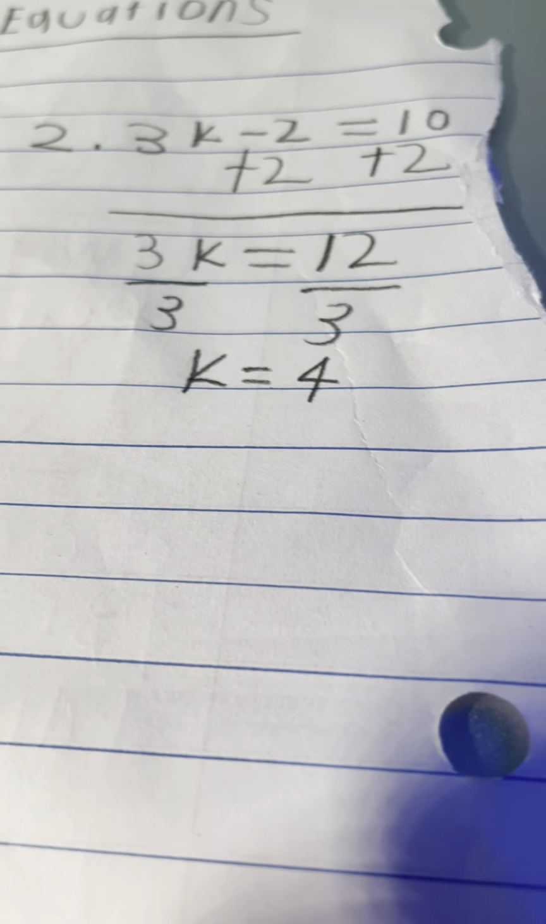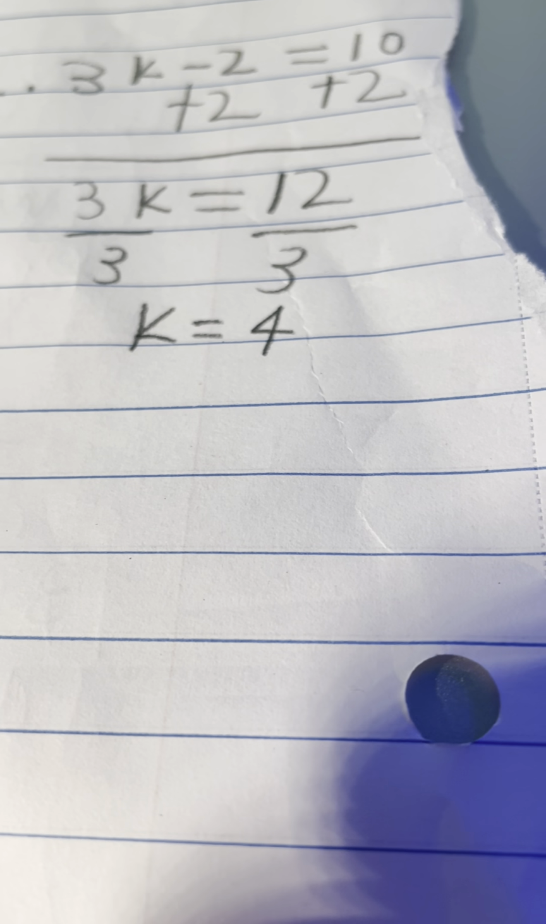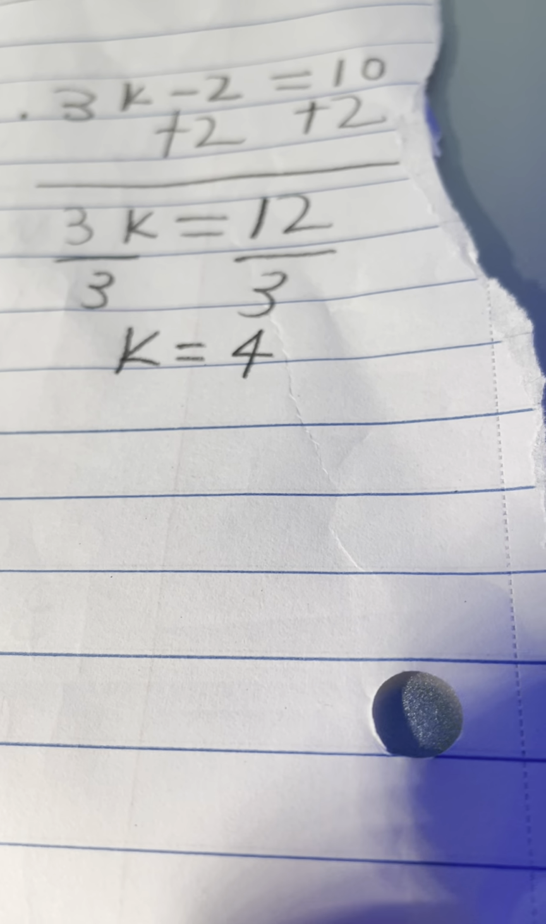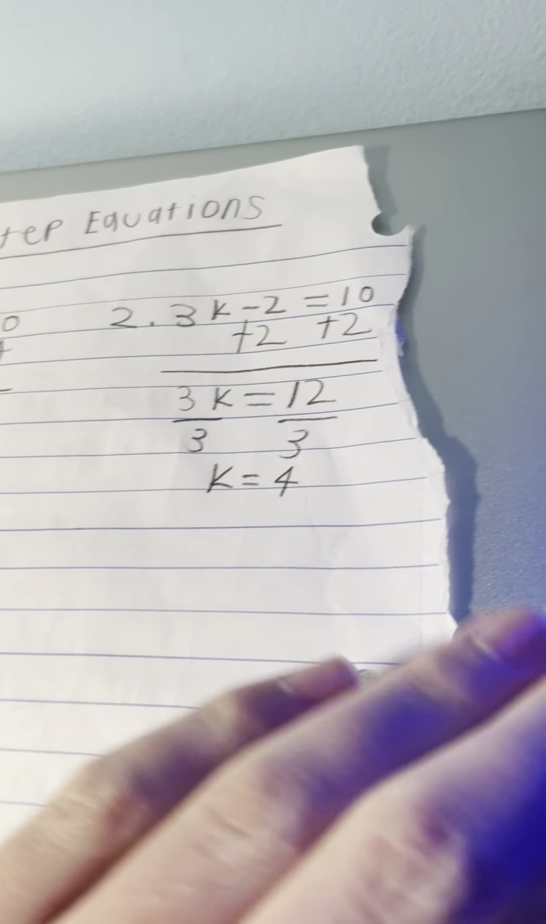And that's number 2. Okay, number 3. Two more basic ones, and then we'll go over to the advanced ones. Okay, let's do this one. Let's do 8j plus 5 equals 61.